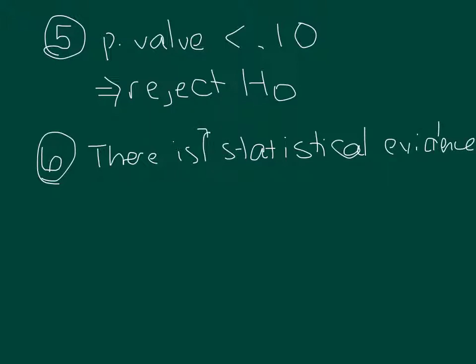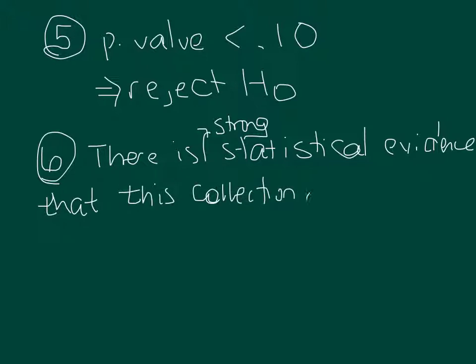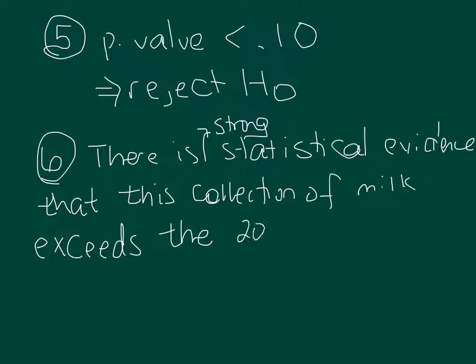and you can say strong statistical evidence because it's pretty small if you want. There's pretty strong statistical evidence that this collection of milk exceeds the 20,000 CFU per milliliter allowed.